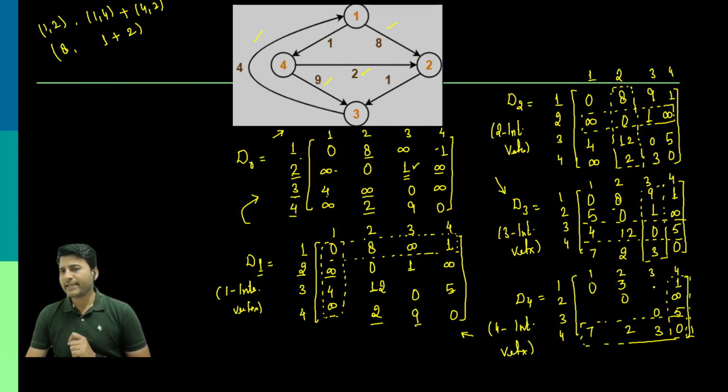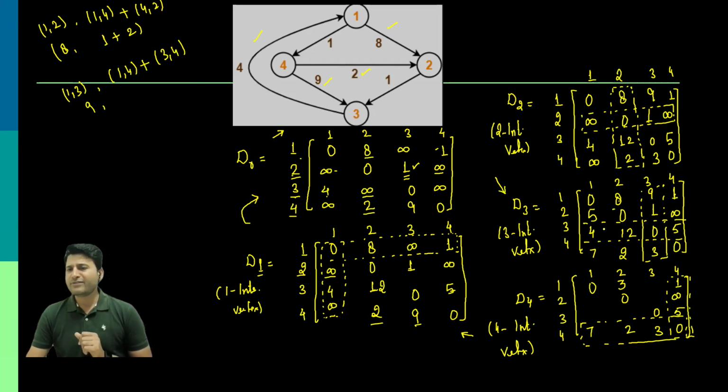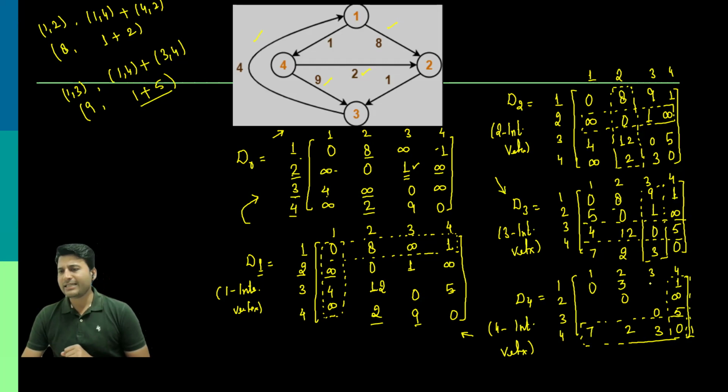Now 1 to 3, making 4 an internal vertex. So 1 to 4 plus 4 to 3. What is 1 to 3? 1 to 3 is given as 9. What is 1 to 4? It is given as 1. What is 4 to 3? It is given as 5. So the minimum between 9 and 6 is 6. So this entry comes out as 6.